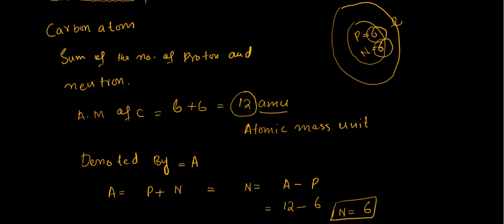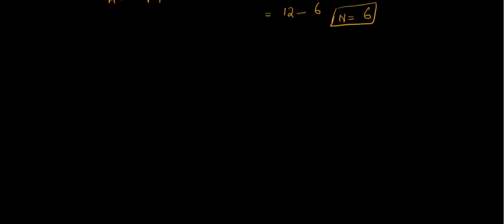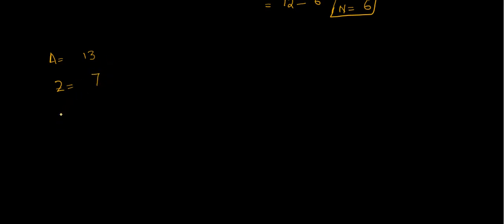Let us take a few examples to make it clearer. If an atom has mass number equal to 13 and atomic number equal to 7, then find out the number of protons, neutrons and electrons.